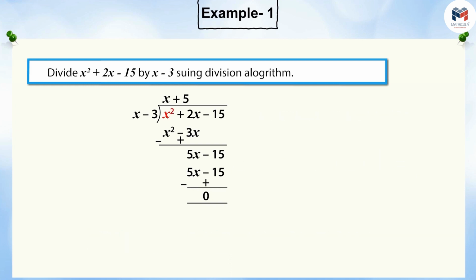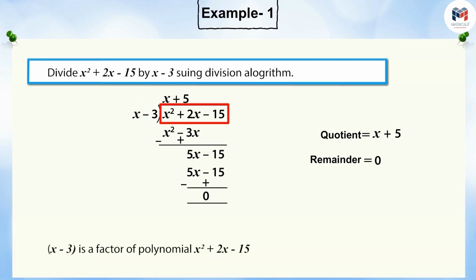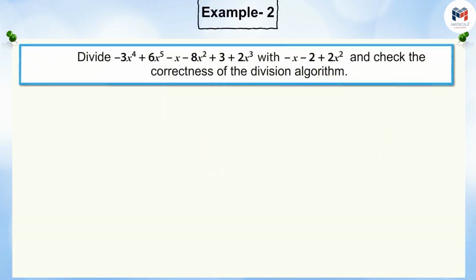Thus, dividing x squared plus 2x minus 15 by x minus 3 gives the quotient x plus 5 and the remainder as 0. Do you know that when the division process ends, if the remainder is 0, the divisor is called a factor of that dividend? Let us see another example.